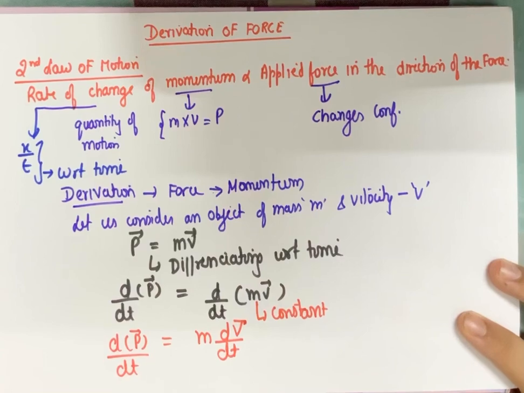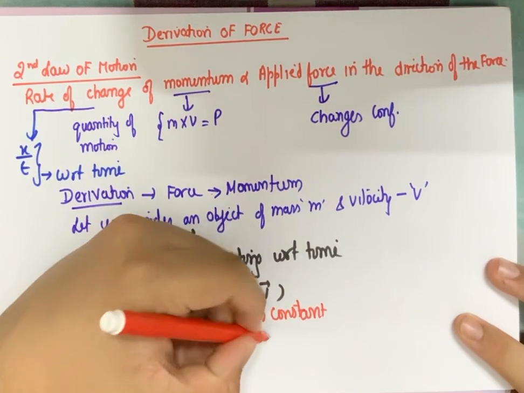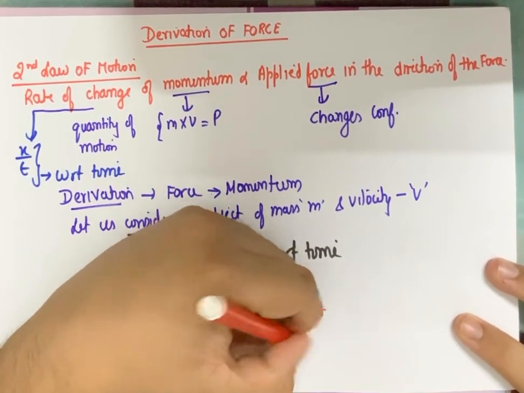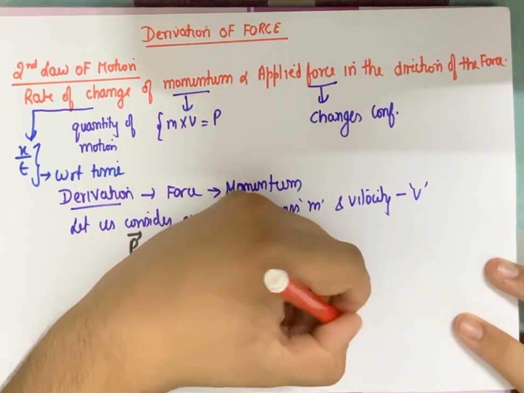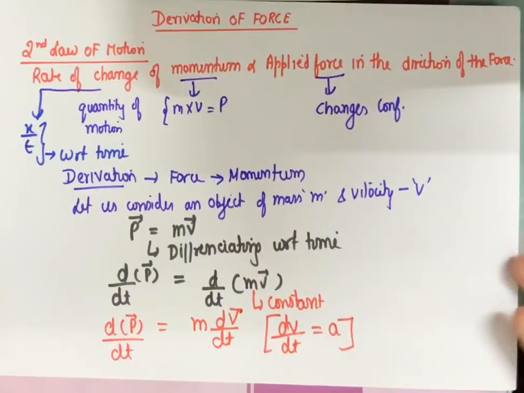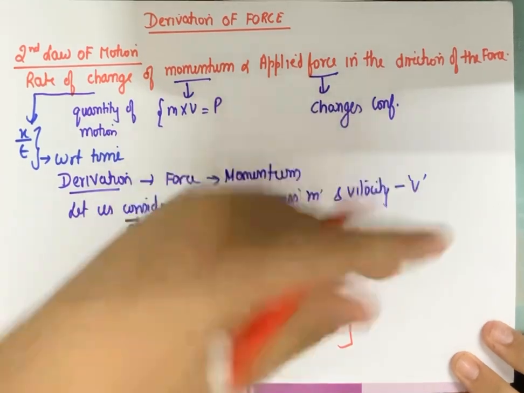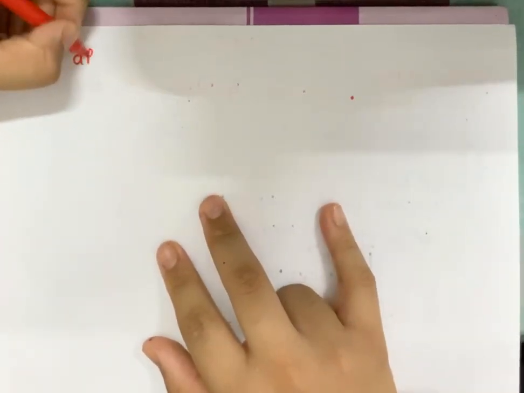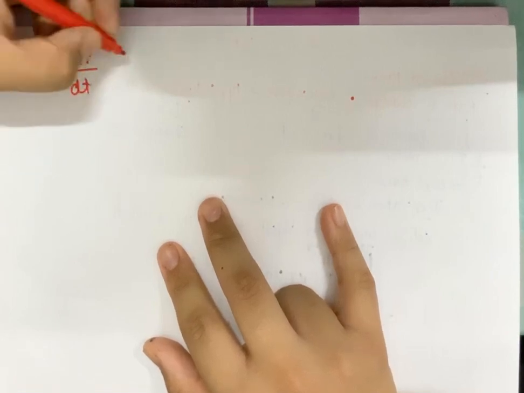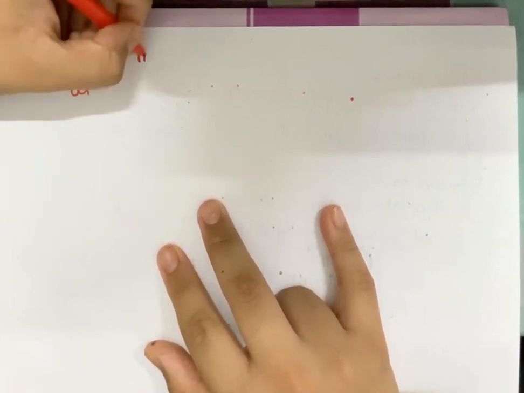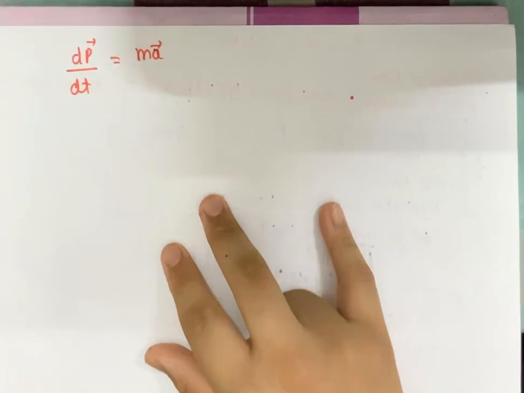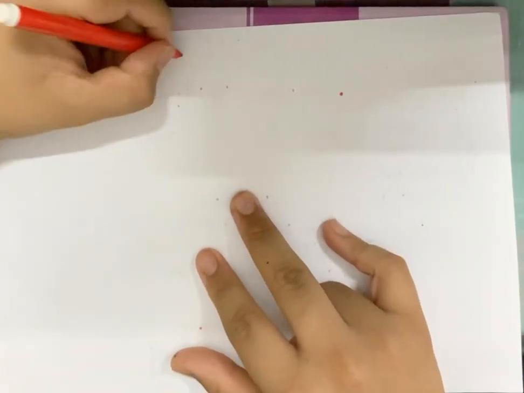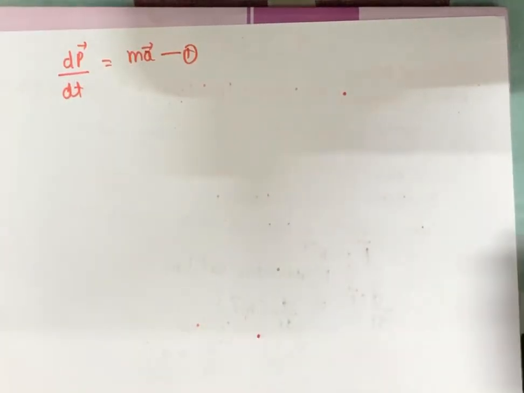Okay, velocity by time. And what is the rate of change of velocity? This dv by dt, which is the rate of change of velocity, we all know is equal to acceleration. Okay, so hence we get that dp by dt is equal to mass into acceleration. This is what we get as the formula for rate of change of momentum.